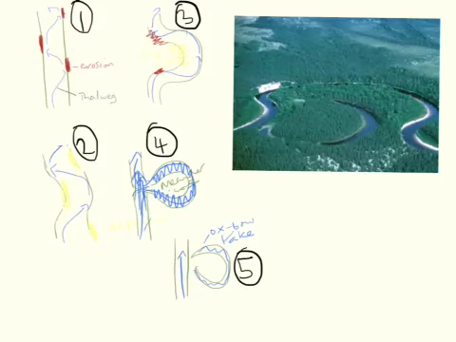So you can see in this image here the oxbow lake. You can also see where deposition has occurred around the inside of the bends here, here and here, and where erosion will be occurring on the outside of the bends along here.